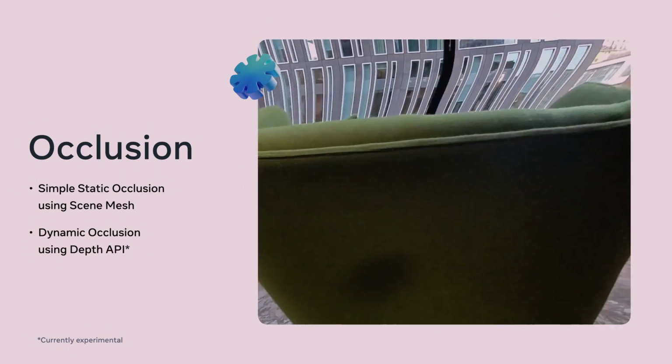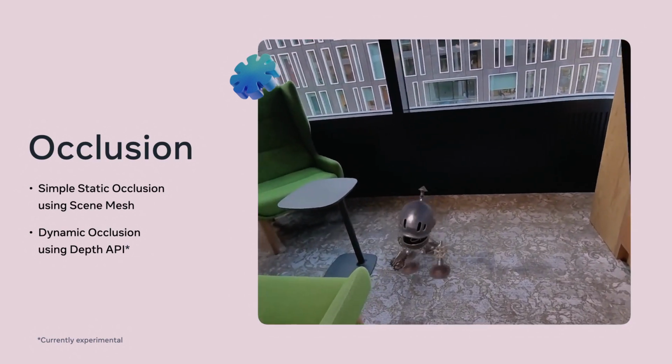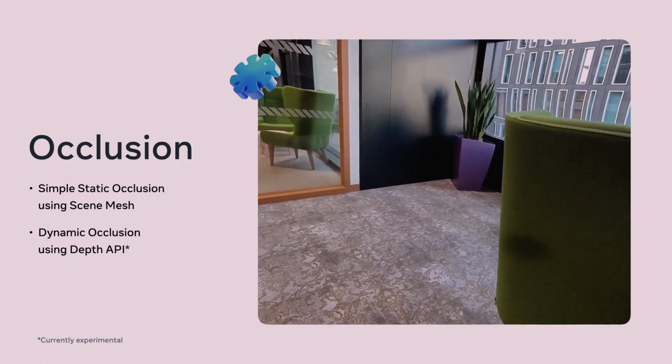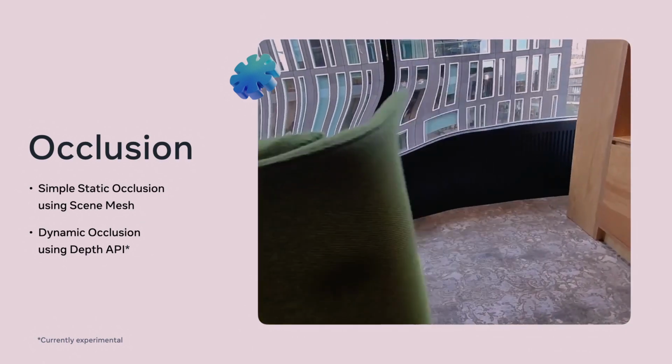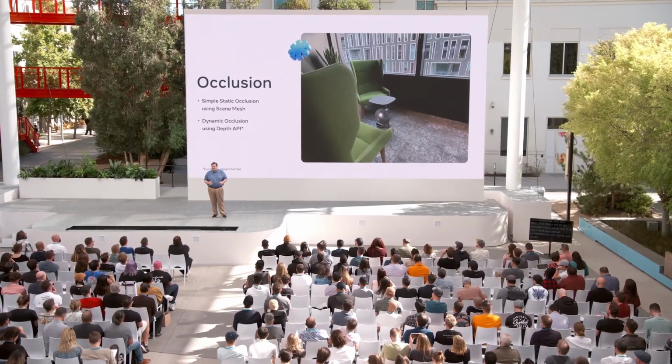Now, this one isn't quite done yet. While you could use the scene mesh for static occlusion, it's not recommended. You'll need the Depth API to do dynamic occlusion, and it's only available as an experimental API in v57. Depth API gives you access to a real-time depth map, allowing you to occlude objects based on that dynamic information.